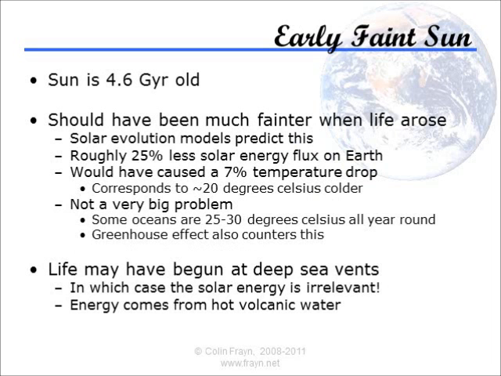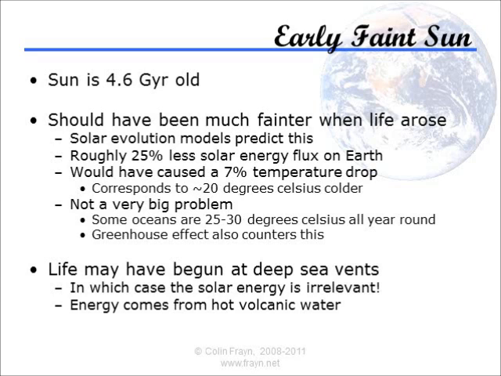In the early years of its life, our Sun would have been noticeably fainter than it is now, and some creationists claim that this is a problem. For example, if there's roughly a quarter less solar energy flux on Earth, which is exactly what our solar evolution models predict, then that would have caused a drop of 7% in the temperature of the Earth, which corresponds to about 20 degrees Celsius colder. Now this is a lot, but it's not a huge problem. For example, some oceans on Earth are 25 to 30 degrees Celsius all year round, so they would still be above freezing.